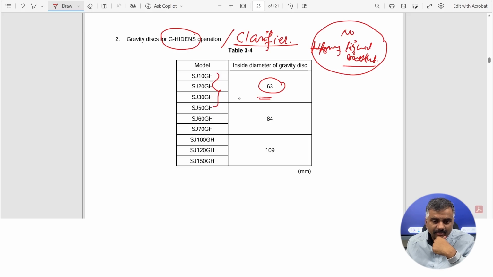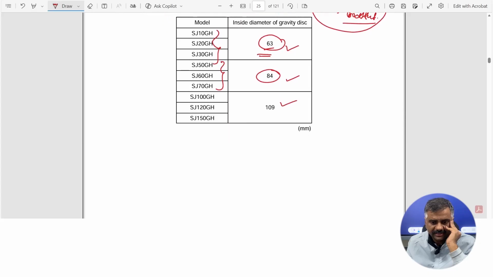Okay, so for SJ, for G Haydn's principle, we have this number of sizes of gravity disk for SJ: 50, 60, 70 or 84 mm, depending on the treating capacity of the purifier. We have got the diameter of the gravity disk as decided by the maker. So only these are the gravity disks for the G Haydn system.